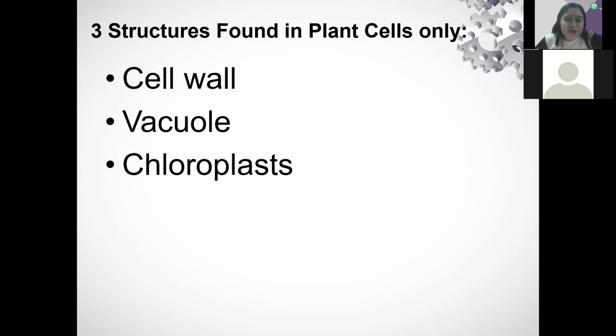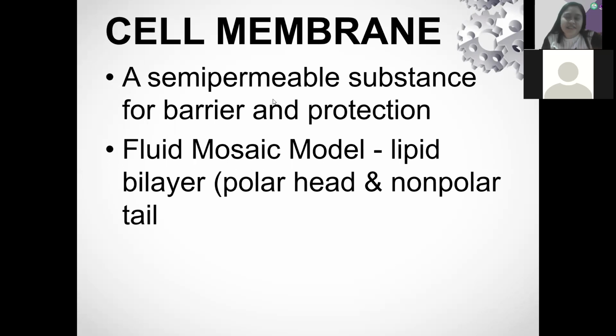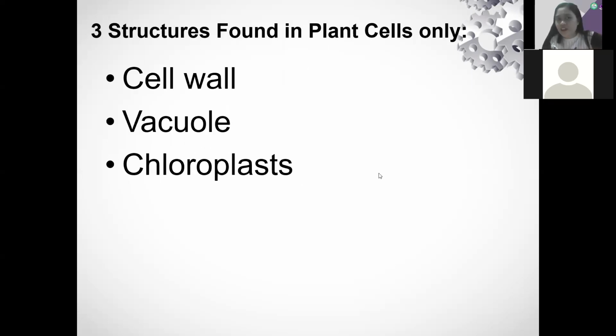Anyway, next we have the vacuole also, which contains water. Mostly water yung vacuole. Ang plant cells lang ang meron yan. And then the plant cells also contain chloroplast. So nagpo-produce ng chlorophyll or the green pigments for our plants. Okay? So yan yung tatlong structures that are found only in plant cells.